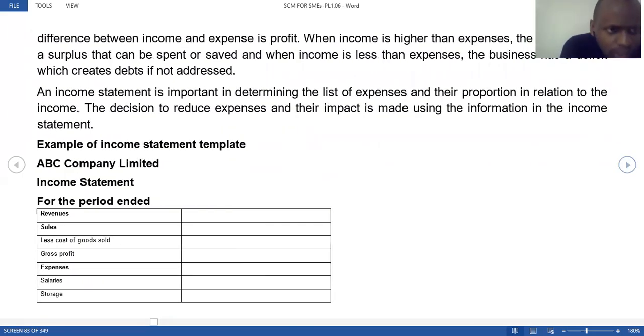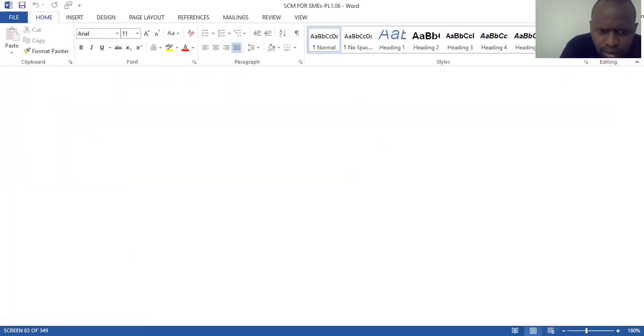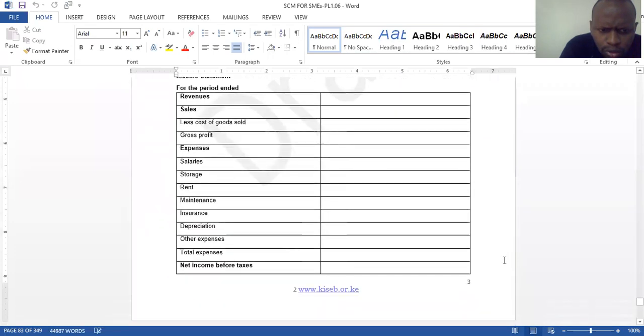So when you look at the income statement, we have an example there where we are looking at the revenues. And revenues here, we are saying we have the sales, less cost of goods sold. Then you get the gross profit.